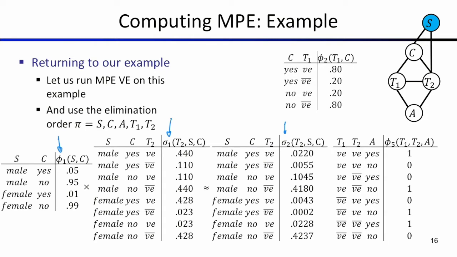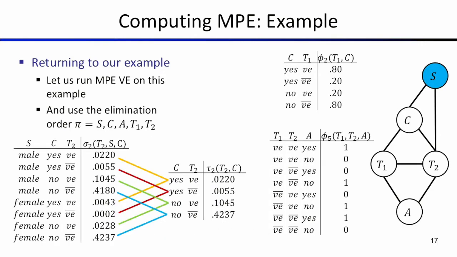Okay, as no other factor mentions variable s, what I'm going to do now is to eliminate the variable s using maximization. So this is the process. We have this factor sigma 2 here that we are going to maximize out the variable s. Good. The process is very simple, very similar to the summation. We take the matching assignments here for C and T2. So we have this yes and positive. I'm going to have another yes and positive here. So I'm going to match these two rows, and we see that they have the two possible values for variable s. I'm going to maximize this.